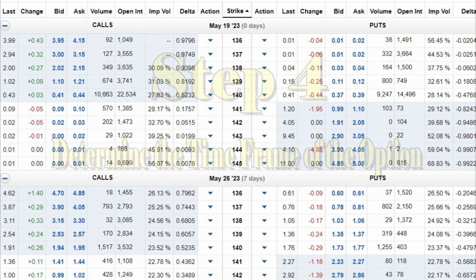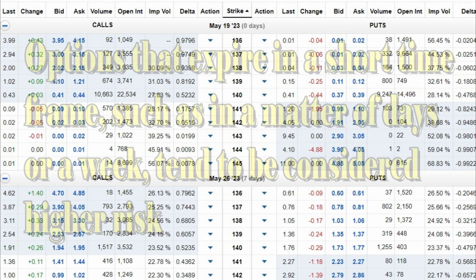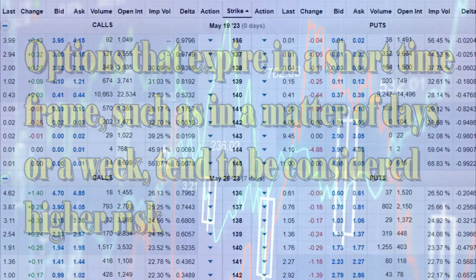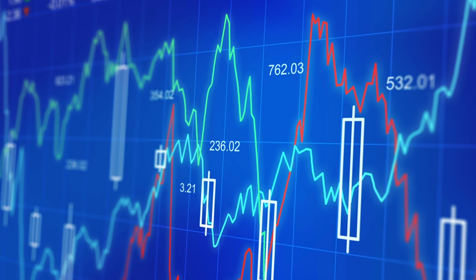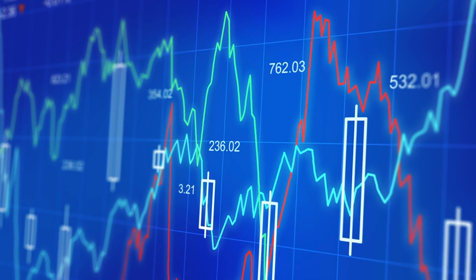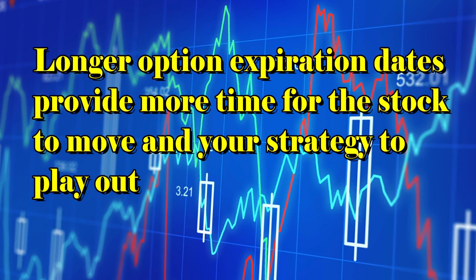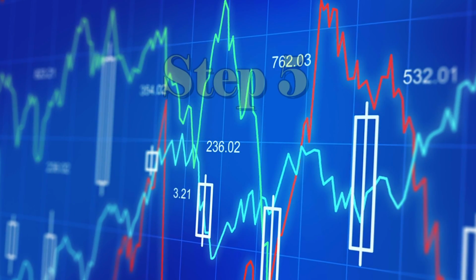Time value is such an important part of an option's pricing, and every option has its own individual expiration date. Options that expire in a short time frame, such as in a matter of days or a week, tend to be considered higher risk. This is because if the stock declines or rises rapidly, there may not be enough time to recover before expiry. Longer option expiration dates provide more time for the stock to move and your strategy to play out, potentially in your favor.